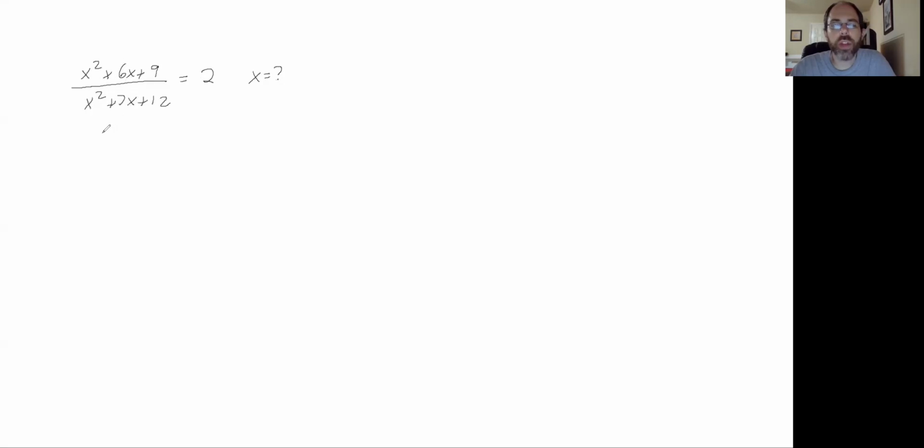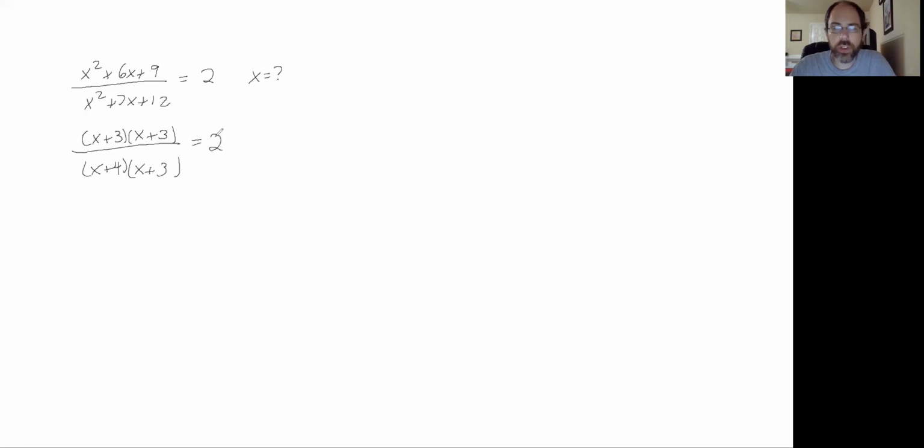So let's factor both the top and the bottom of this fraction. If I factor my numerator, I'm going to get x and x. I have positives all around, so I'll put positives all around. So what two numbers multiply to give me 9, add to give me 6? That's going to be 3 and 3. When I factor my denominator, again, x and x, I have positive and positive. What two numbers multiply to give me 12 and add to give me 7? That's going to be 4 and 3.